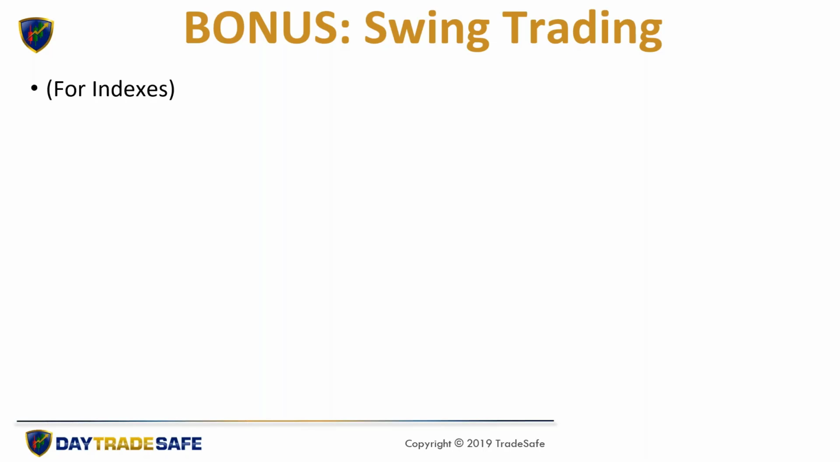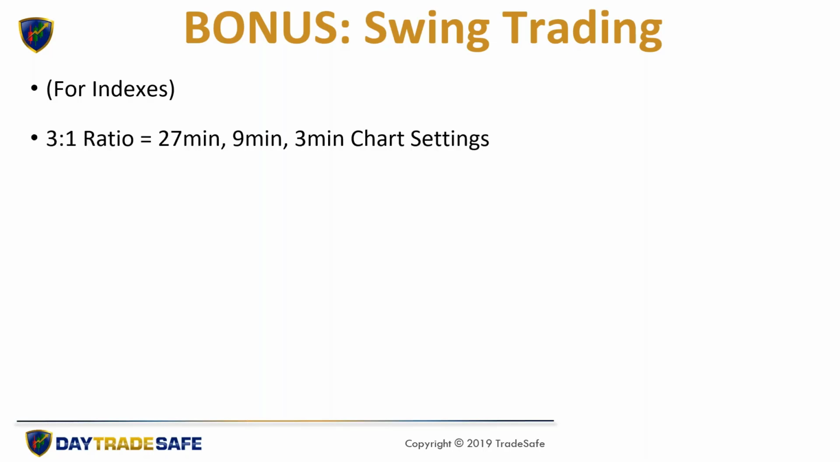We're going to use the same 3-to-1 ratio, but we're not going to use the same 3 charts. We're going to step it up to the 27, the 9, and the 3. And here is what happens. Roughly 2 or 3 times a month, you get what I call a grand alignment, where you get all of those trending in the same direction. When they all do, you want the first pullback or retracement on a 3-minute chart.